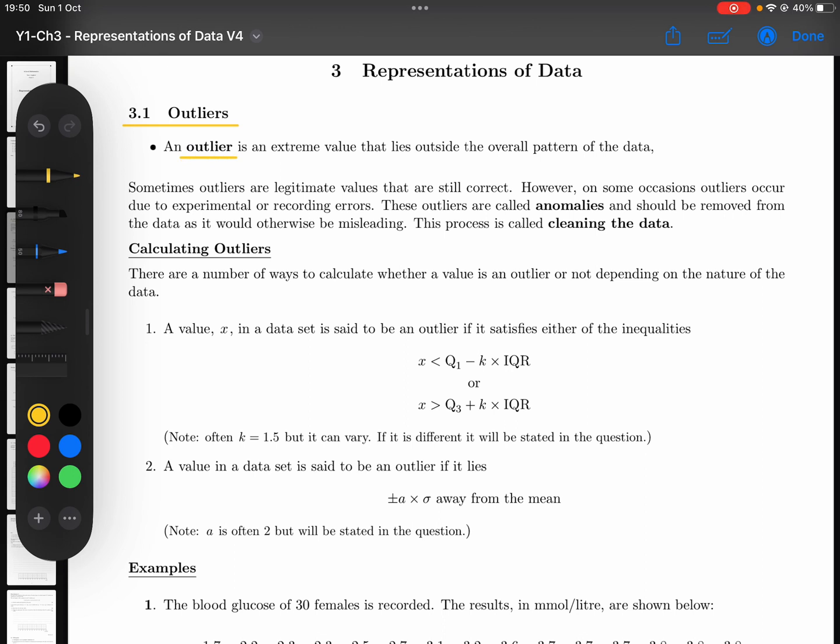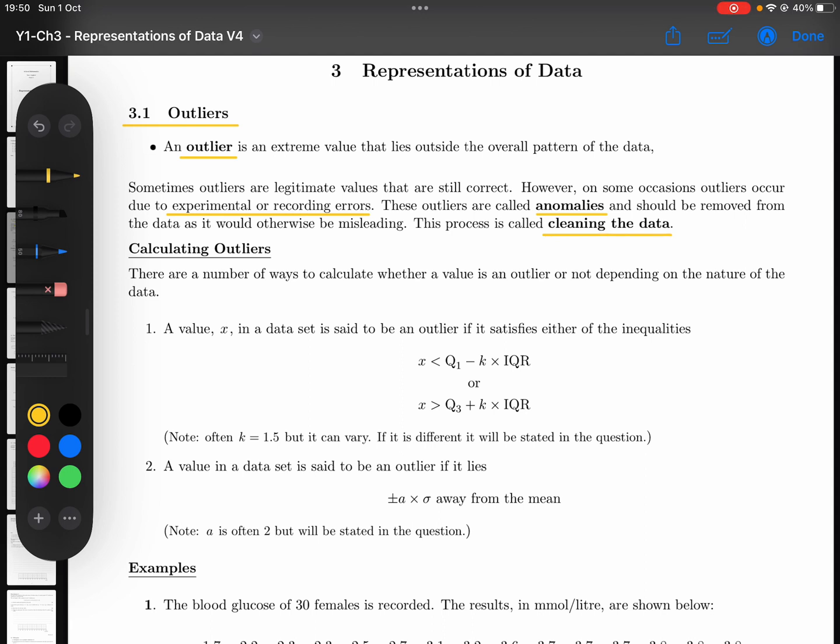An outlier is an extreme value that lies outside the overall pattern of the data. We're going to see there are two types of outliers, values that are too big and outlier values that are too small. Sometimes they are legitimate values. However, on some occasions, outliers occur due to experimental or recording errors, which are called anomalies, and they should be removed from the dataset as they would otherwise be misleading. This process is called cleaning the data.